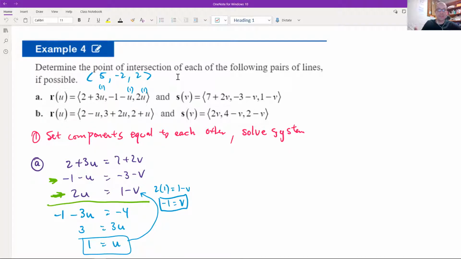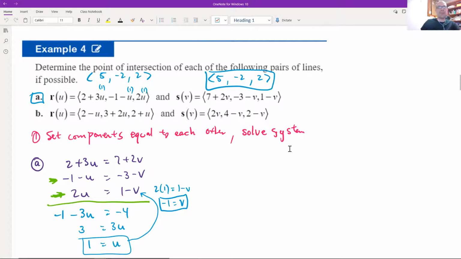Then we'd be plugging in negative 1 everywhere where we see v. So we would have 7 minus 2, which is 5. Negative 3 plus 1, which is negative 2. And 1 minus negative 1, which is 2. And indeed, both of those are the same position vectors. They're the same point. And so that is the point of intersection for the first pair. For part A, there's our intersection.